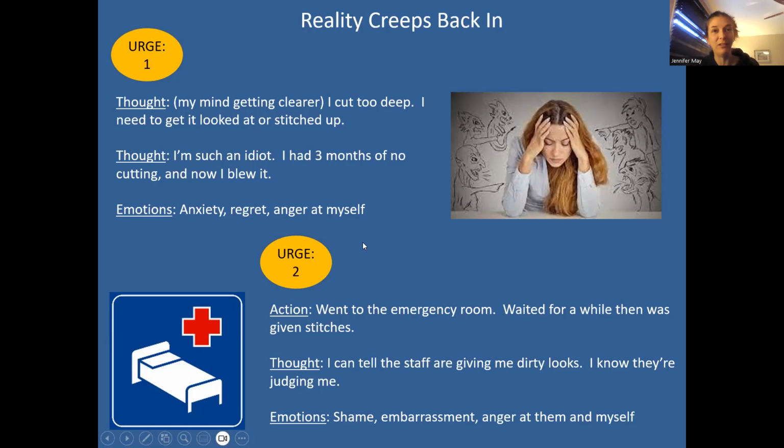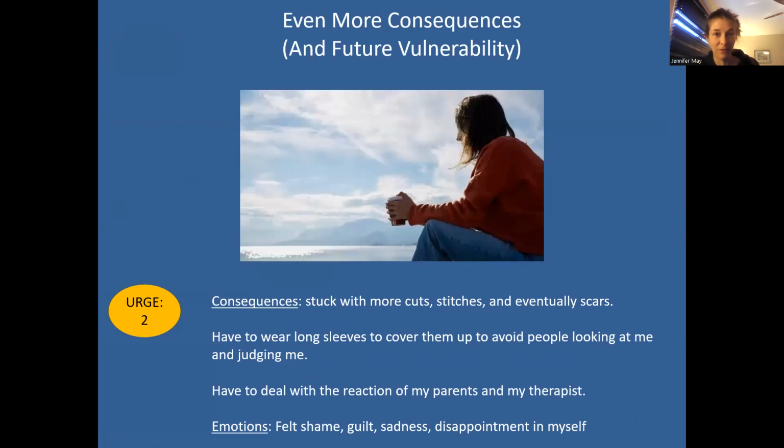Originally, she just had the issue of being alone at the holidays, but now she has to deal with the fact that she cut herself, the fact that people are giving her dirty looks, and that she has to take the trip to the emergency room. So it's compounding the original problem, and that's part of the negative consequence. There are even more consequences and future vulnerability. Even beyond that day, here I am, stuck with more cuts and stitches and eventually scars.